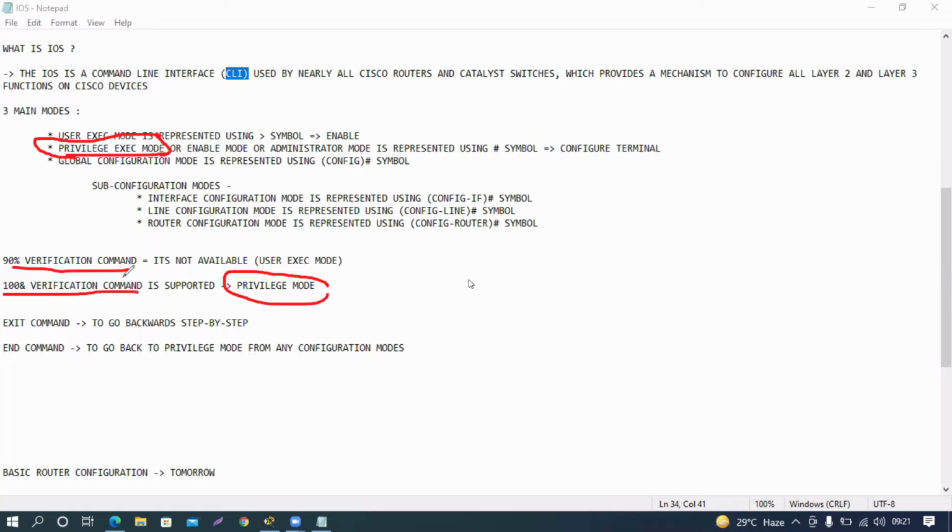This is the benefit you get from using privilege mode, 100%. That is the reason we also call it administrator mode, because you can do all the 100% verification over here. It is also called enable mode, because we are using the enable command to go to this mode.